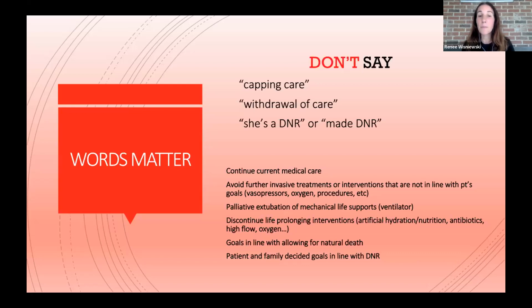When somebody's on a ventilator, mechanical life support, and the family wishes to have the life support removed, it's a palliative extubation, or discontinue life prolonging interventions, goals in line with allowing for natural death, and the family or patient has decided that their goals are in line with a do not resuscitate. So it's just subtleties where the patient doesn't feel like they're not getting something, and that we're still supporting them as a medical team.